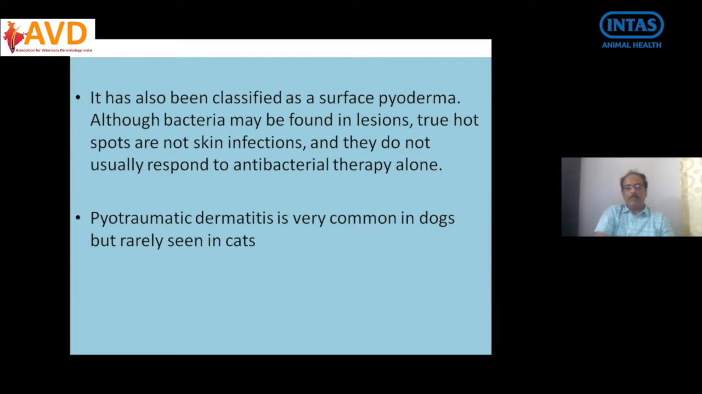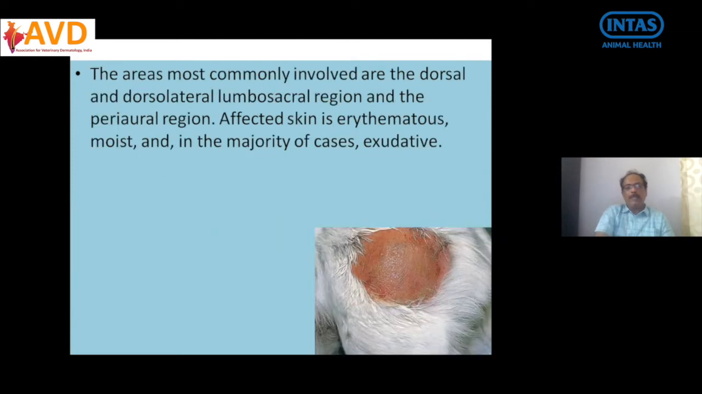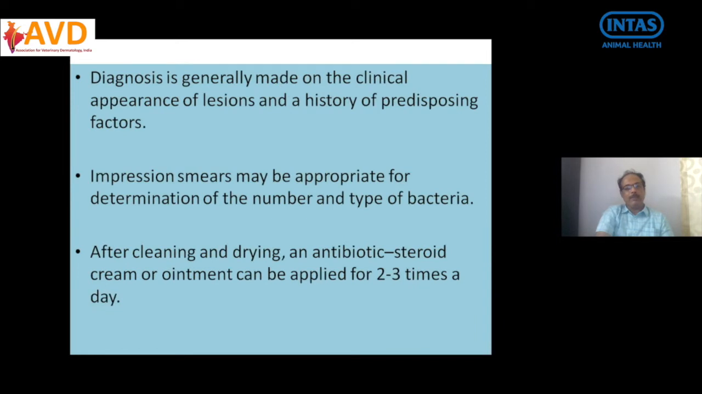And pyotraumatic dermatitis is very common in dogs, but rare in cats. The areas most commonly involved are the dorsal and dorsolateral lumbosacral region, as you can see in the picture, and the perioral region, meaning next to the ears also you can see the hotspot. And the affected skin is erythematous, moist, and in the majority of cases exudative. So it's mainly exudative and erythematous.